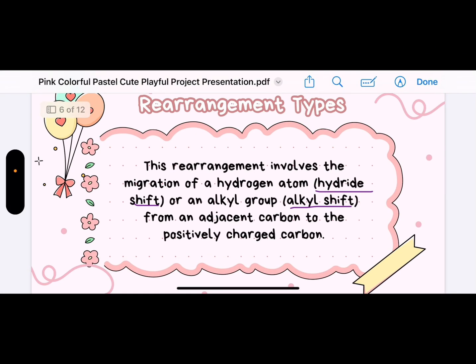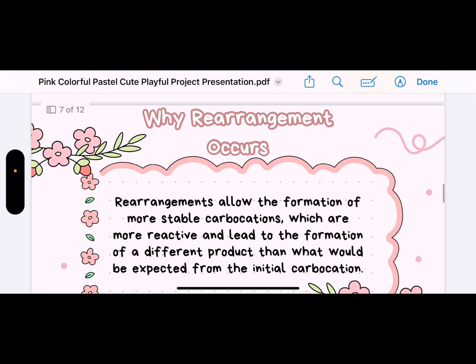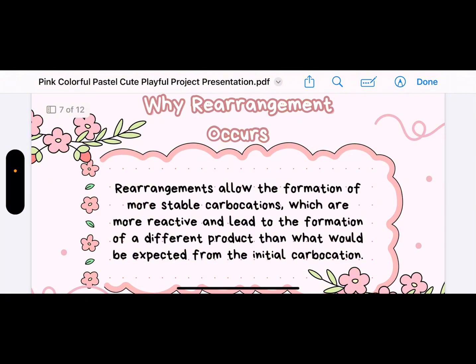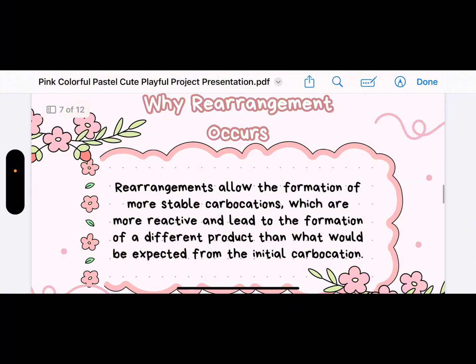Rearrangement involves the migration of a hydrogen atom, called a hydride shift, or an alkyl group, or alkyl shift, from an adjacent carbon to the positively charged carbon. Why does rearrangement occur? Rearrangements allow the formation of more stable carbocations, which are more reactive and lead to the formation of a different product than what would be expected from the initial carbocation.